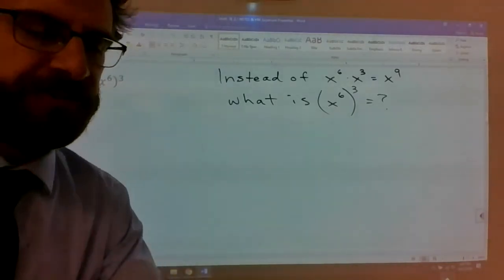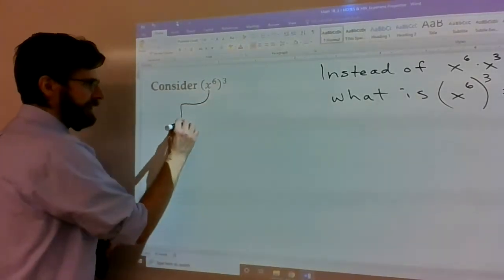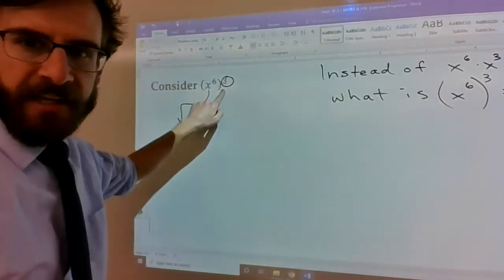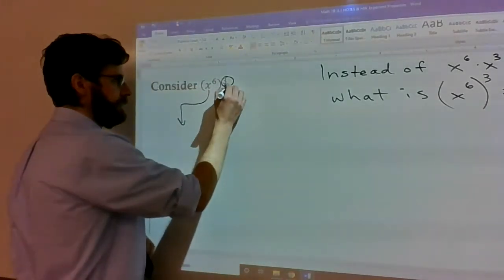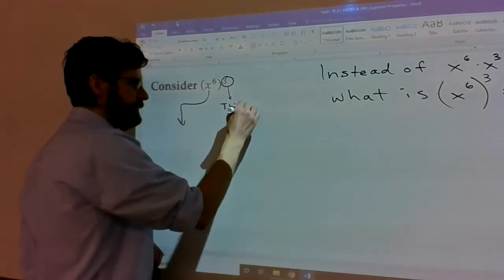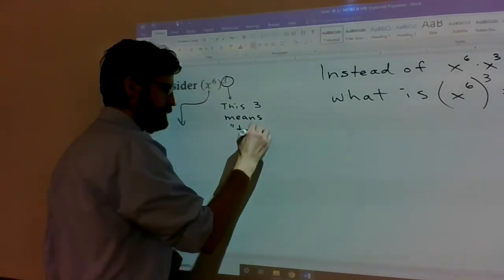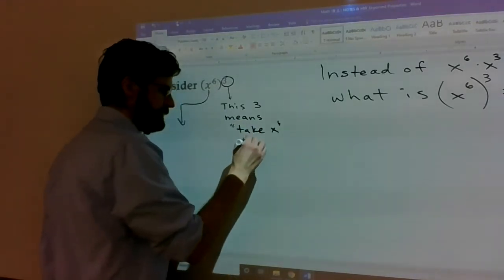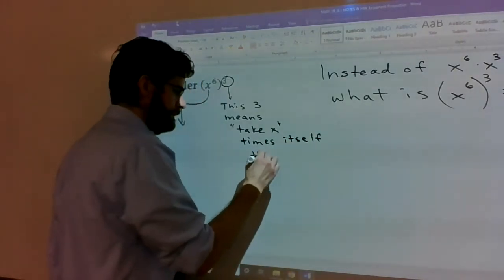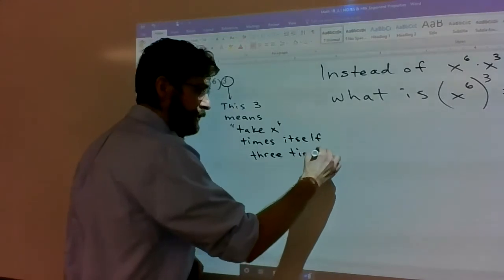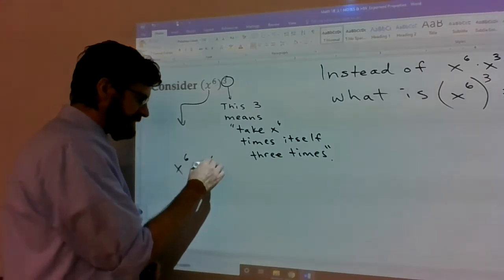Well, we can clear this up pretty quick. Try this. This 3 means take x to the 6 times itself 3 times. So you can rewrite it if you want to. This is going to be x to the 6 times x to the 6 times x to the 6.